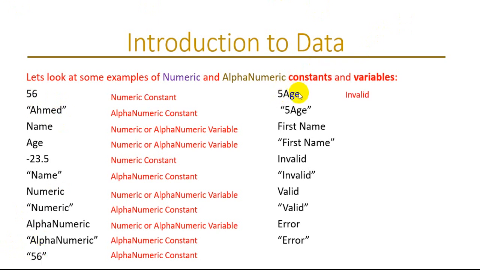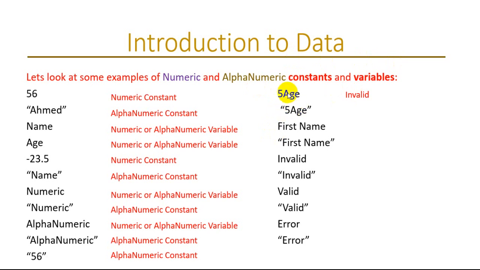Now look at this 5 age. If you have something like 5 age, this is not a number. A number can't have an a, g following it. This is not a numeric constant because of this word age, and it is not an alphanumeric constant because double quotes are not there. So it has to be a variable. But this can't be a variable either, because a variable cannot start with a number. If you go back and look at the naming rules for variables, it should not start with a number. Therefore, it is invalid. Okay.